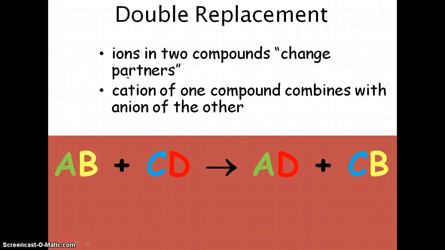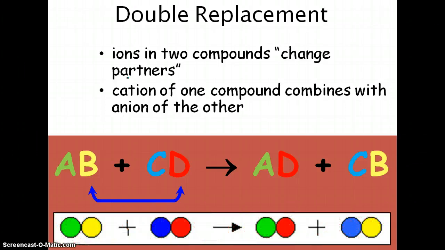The last type of reaction, the common type of reaction that we'll talk about is double replacement. In double replacement, or sometimes double displacement, people will say, which means the same thing. Basically, you have two compounds and ions in them that are the same charge swap with the other one. So basically, the front of one compound combines with the back of the other, or the cation of one combines with the anion of the other.